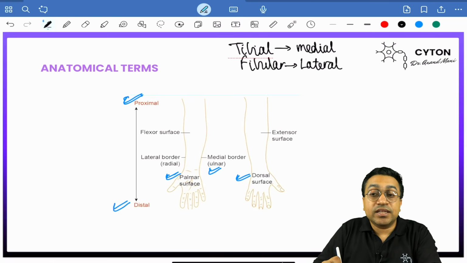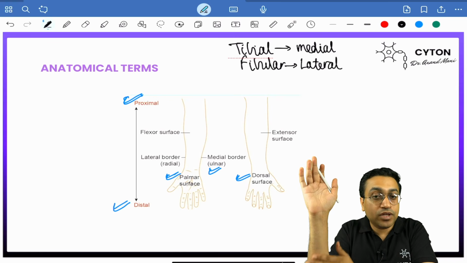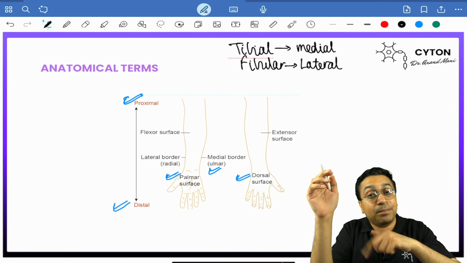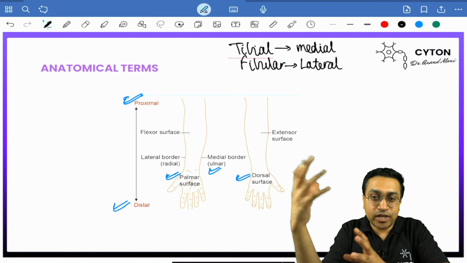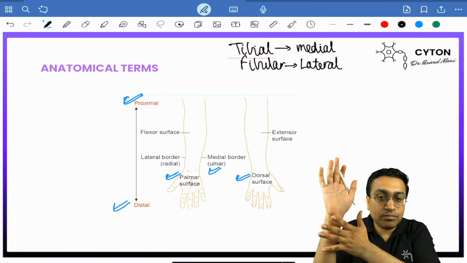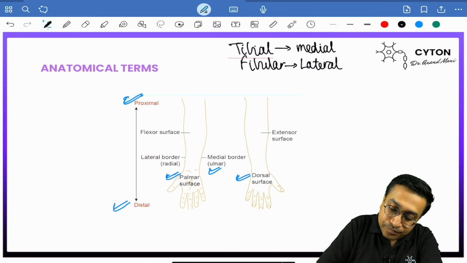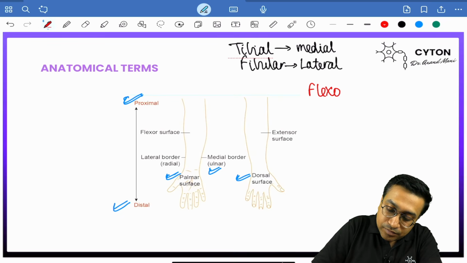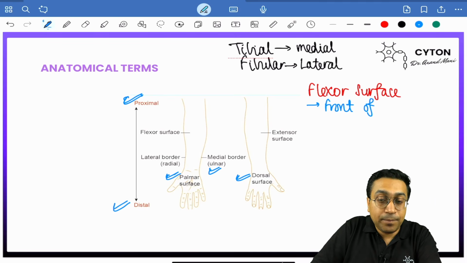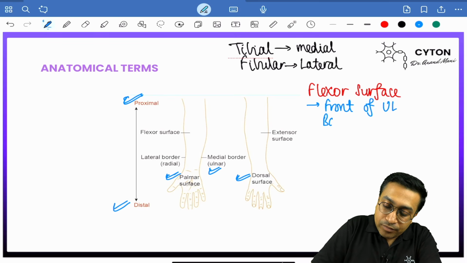Then there is flexor surface and extensor surface. Flexor would be the front of the upper limb, and opposite for the lower limb, the back of the lower limb. Okay, so that difference you will get to know eventually, but remember for the upper limb, flexor surface, if I write here, the flexor surface, that is the front of the upper limb and back of the lower limb.